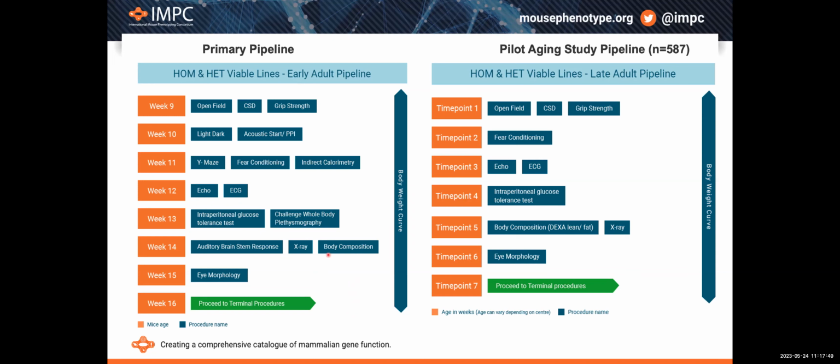And there'll also be a subset of data in the database that was done from a pilot aging study, to see what impact, if you age out these knockout mice past a year, what more phenotypes become evident. And almost 600 genes have gone through a late adult pipeline where the same battery of tests was repeated. And these data are available as a separate feature on the portal.